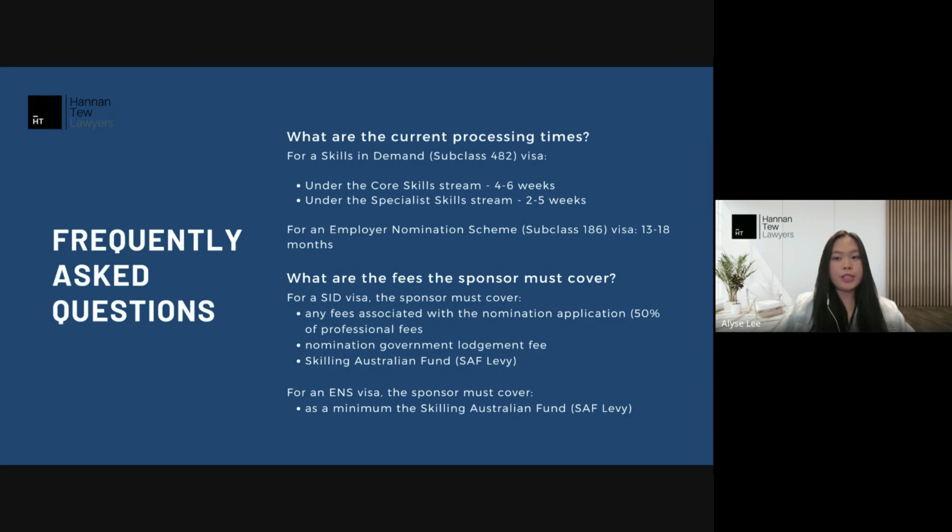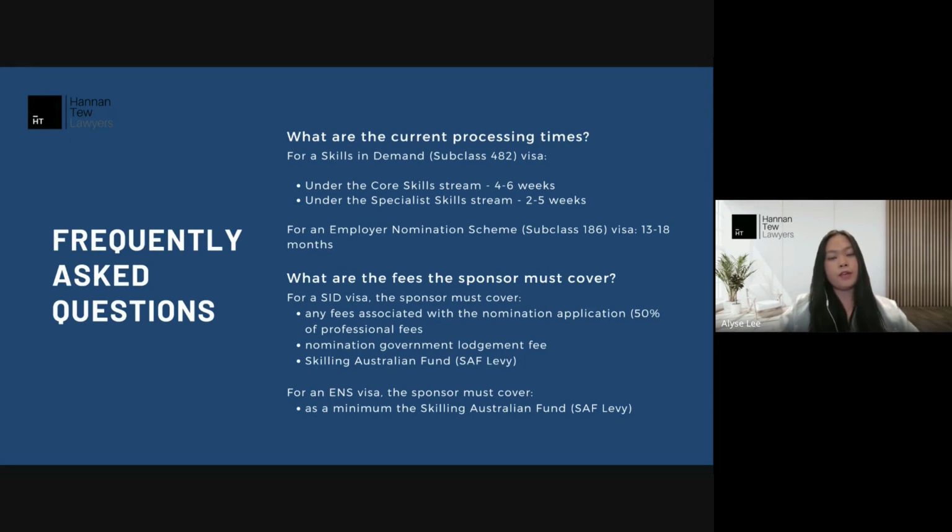The visa application costs, so these will be the other 50% of the professional fees. Visa government lodgement fees can be paid by the applicant directly, provided that these costs do not fall within the banner of recruitment costs. For example, if the business agreed to pay all costs associated with the SID visa as an incentive for the applicant to accept the role, these costs would then be considered recruitment costs, and the sponsor would have to cover them as part of their obligation.